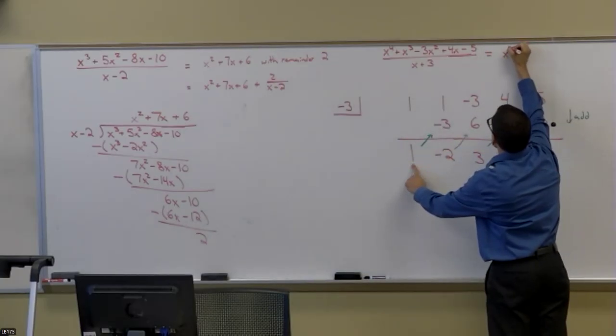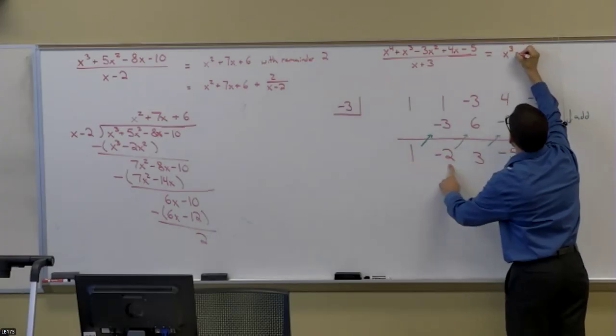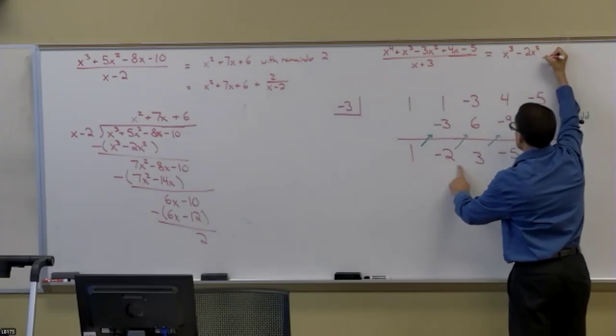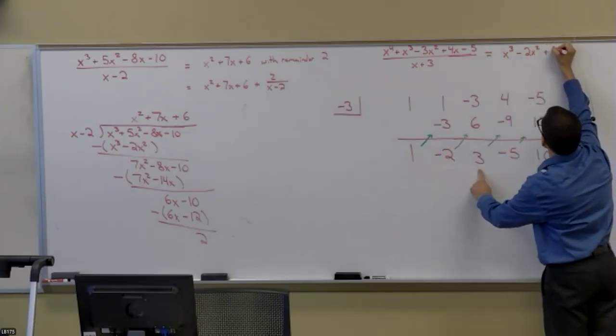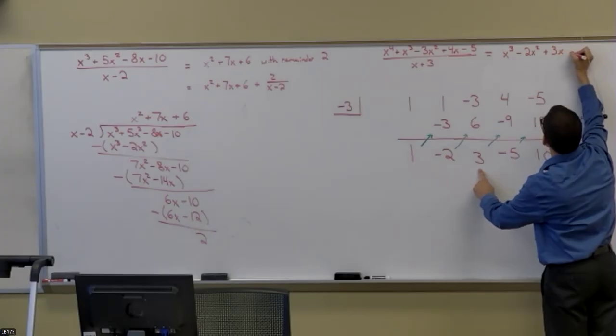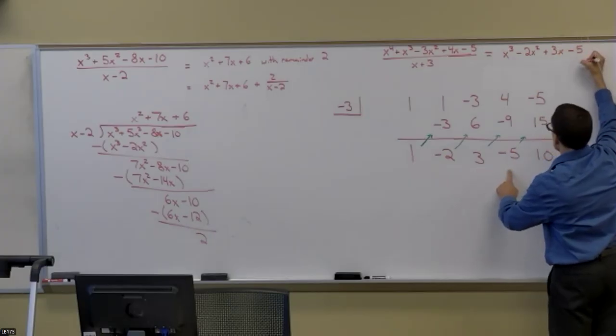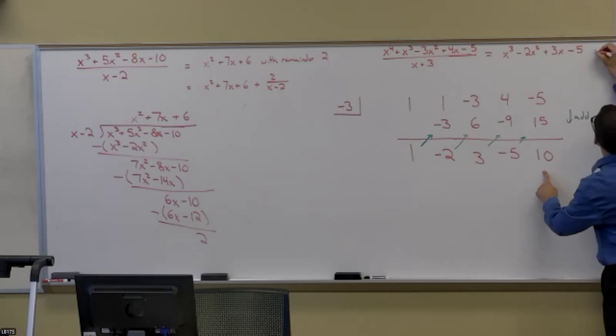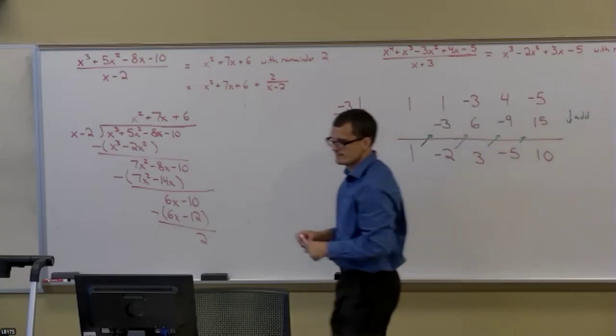So this is going to be equal to 1x to the 3rd minus 2x squared plus 3x minus 5. And this 10 is my remainder. With remainder of 10.